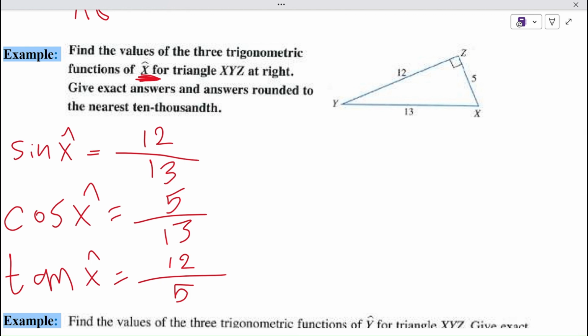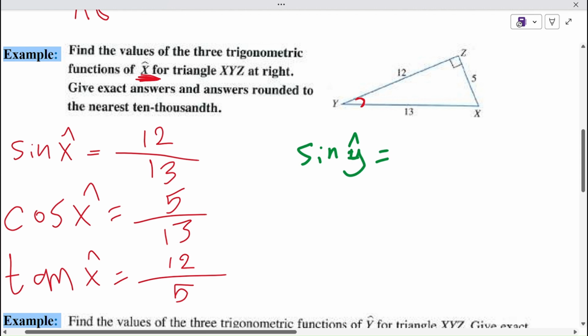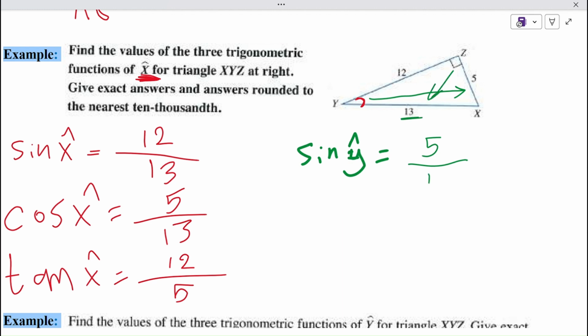Okay, let's find the sine. Sine of y is equal to opposite, guys. Be careful. Where's the opposite of y? The opposite of y is here, 5, over the hypotenuse. Look at your 13. What about cosine? Cosine of y is equal to adjacent. This is the hypotenuse, guys. Please don't confuse this. The adjacent of y is this side. This side is 12. Okay? 12 over hypotenuse 13.